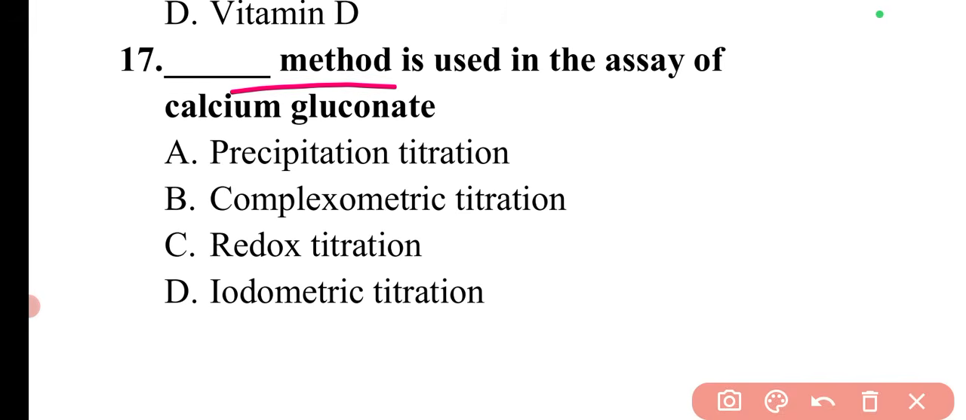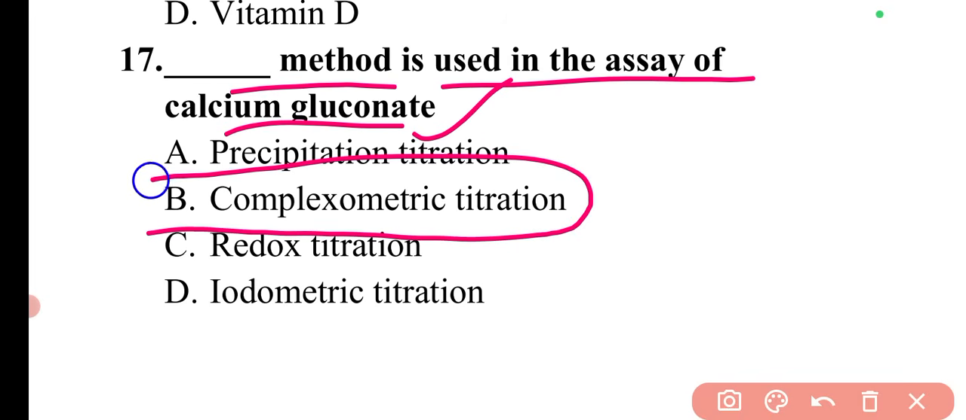Next question is dash method is used in the assay of calcium gluconate. So which method is used in the assay of calcium gluconate? So this method is complexometric titration. So here option B will be the correct answer.